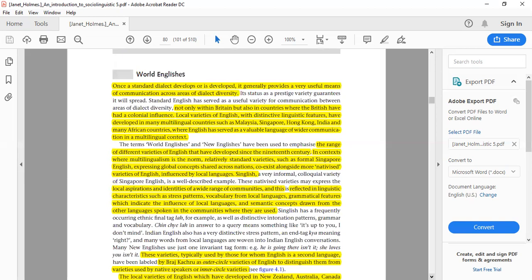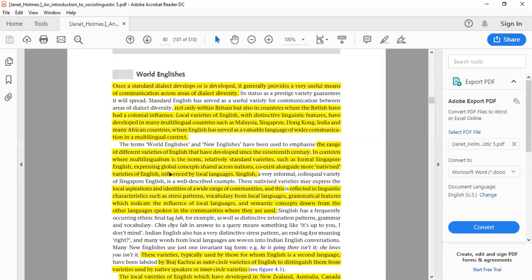May I, ma'am? Yes, please. Ma'am, world Englishes means that there are different varieties of English spoken or used throughout the world. Yes. So there is a Kashmiri American linguist, Kachru.